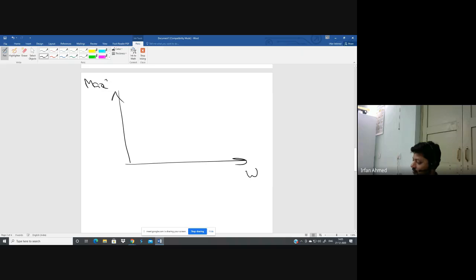Okay, so if I draw a graph between the maximum allowable torque as a function of speed, how will that graph be?